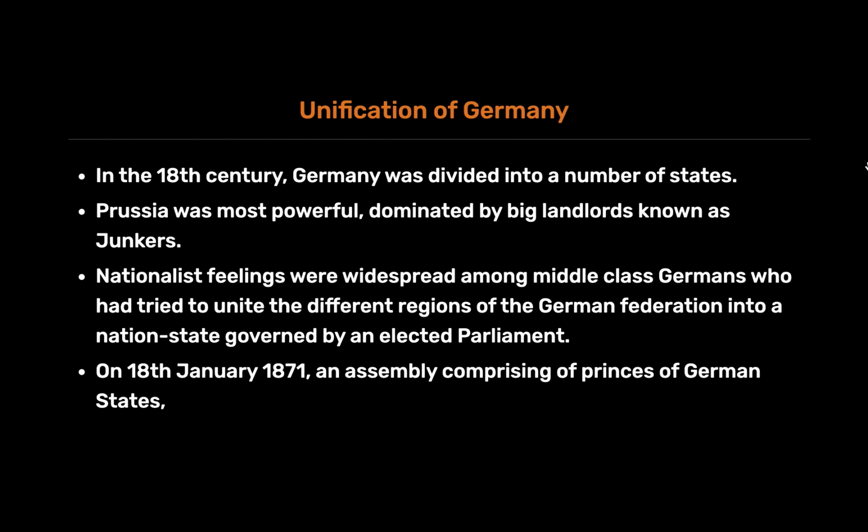Consequently, on 18th of January 1871, an assembly comprising princes of German states, representatives of the army, important Prussian ministers and Bismarck gathered in the Palace of Versailles and proclaimed the Prussian king, Kaiser William, the new German emperor.